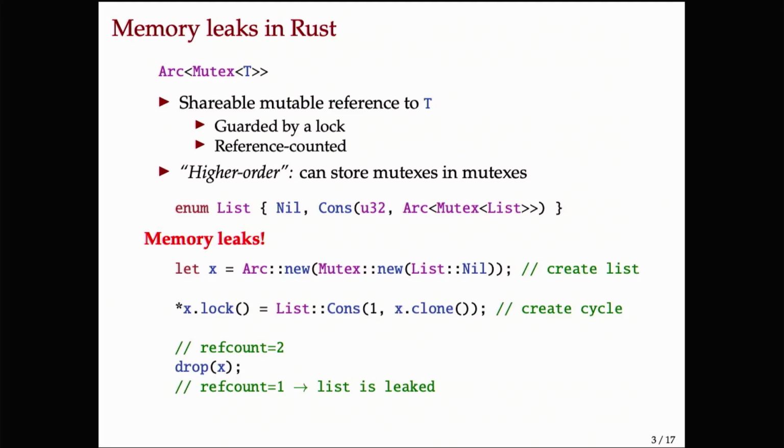Here we create a list and then add a cons cell where we point the tail of the cons cell to the list itself. So we create a cycle of references, and that means that even after we drop x, the reference count is still 1 because the tail is still pointing to itself. And that means that the list is leaked.